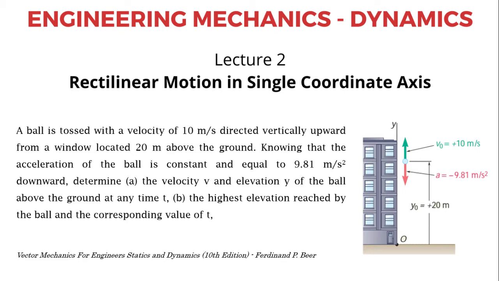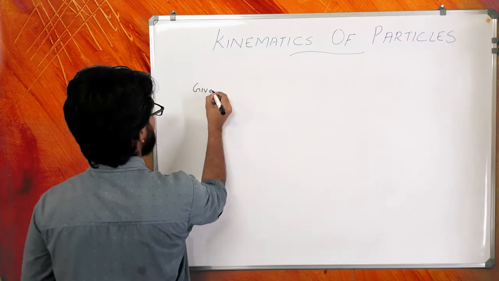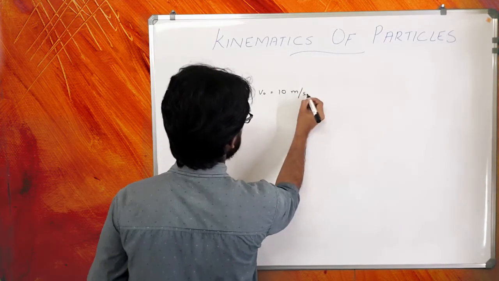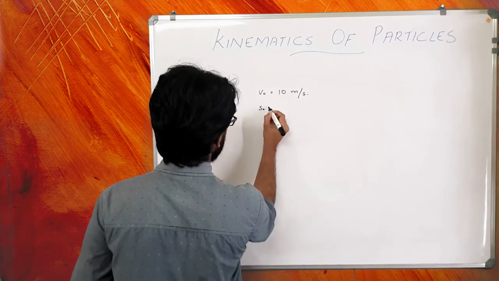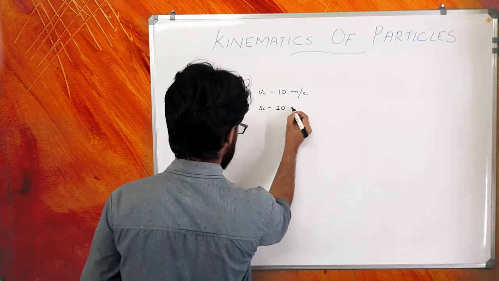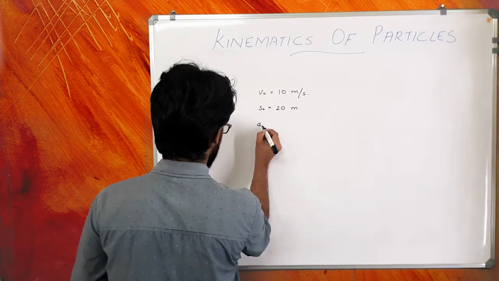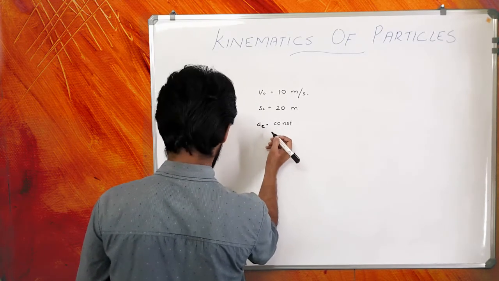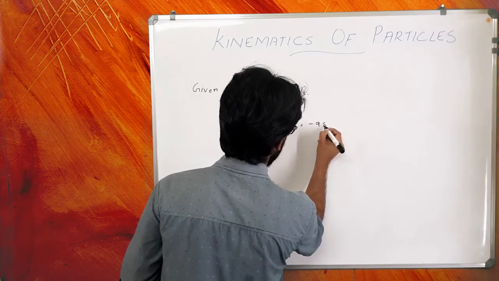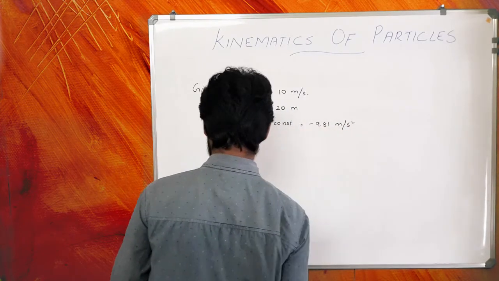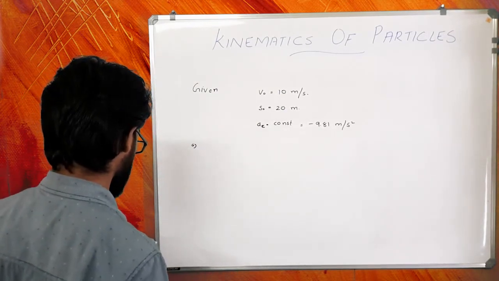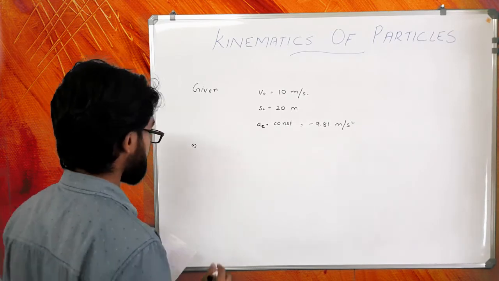This question is also a question from Ferdinand Beer. Given data is v0 equals 10 meter per second, then s0 equals 20 meters. a_c is a constant, that is minus 9.81 meter per second square. Now, the first part of the question is velocity and elevation at time t.